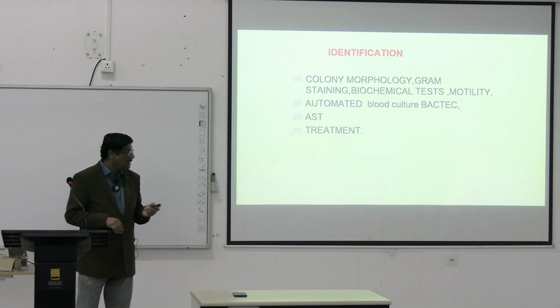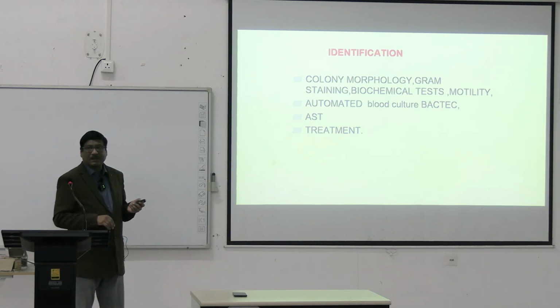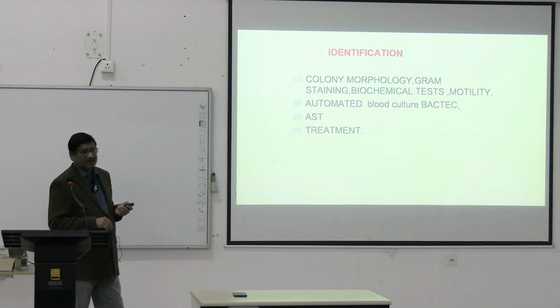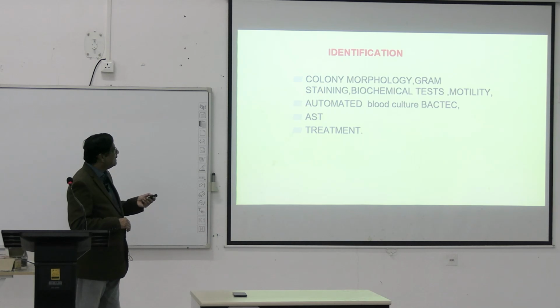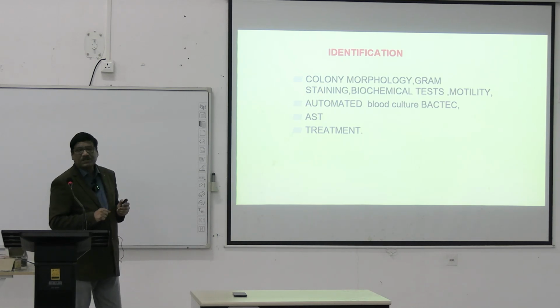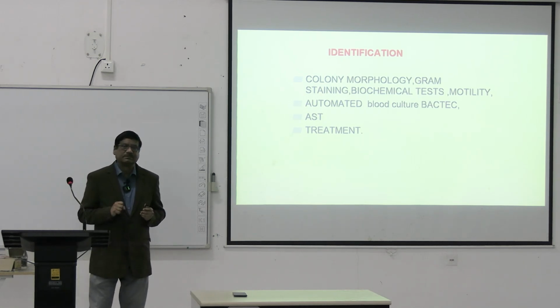Is it clear? That is so important in cultivation in blood culture. That's why it is so important. And Gram staining: Gram-positive cocci in groups, Staphylococcus; Gram-positive cocci in chains, Streptococcus, isn't it?